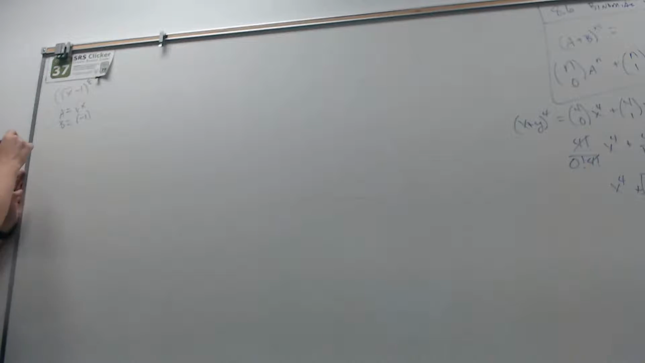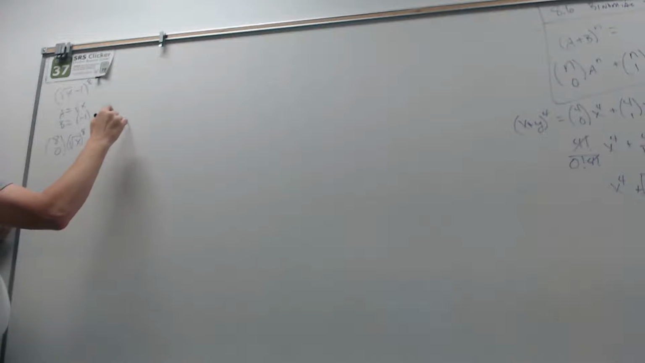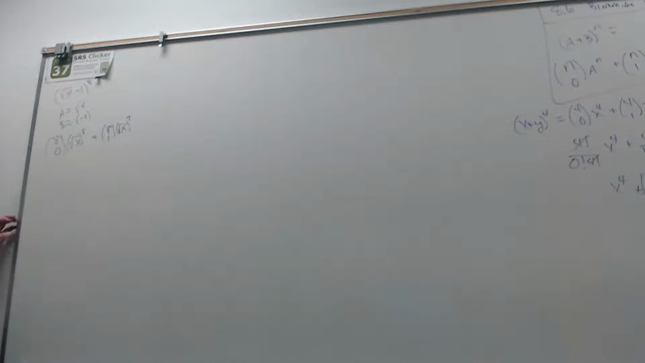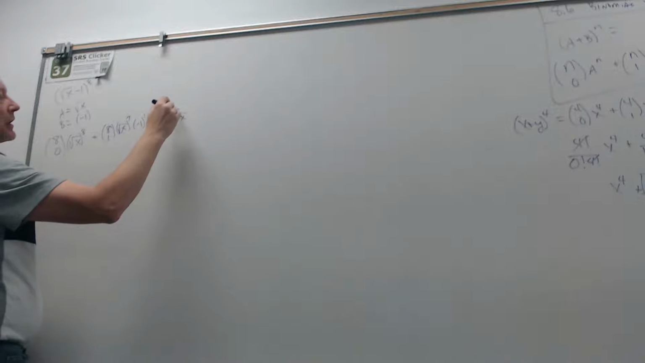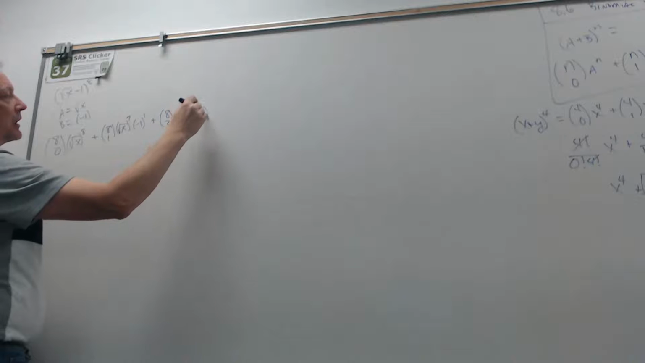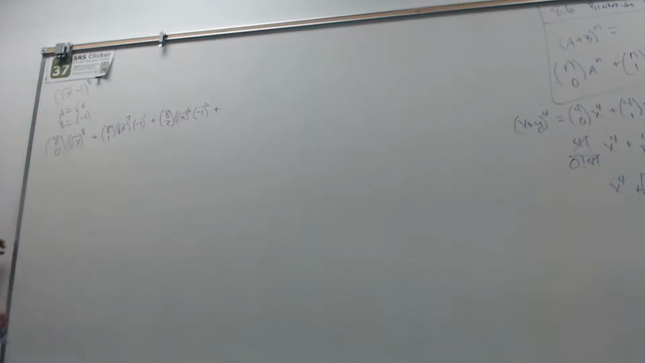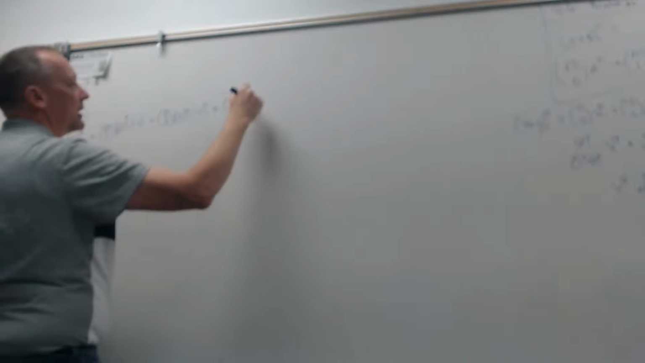Okay. So your first terms are going to be 8 choose 0, and this is the square root of x to the 8th power, plus 8 choose 1, square root of x to the 7th power, times negative 1 to the 1st power, plus 8 choose 2, square root of x to the 6th power, and then negative 1 to the 2nd, plus 8 choose 3, square root of x to the 5th power, negative 1 to the 3rd.